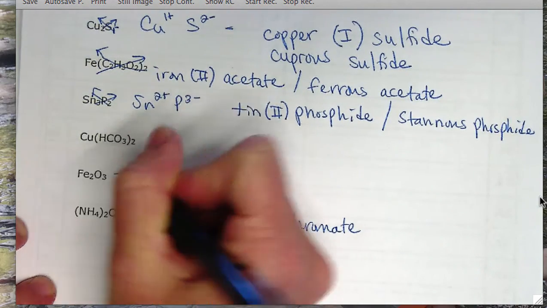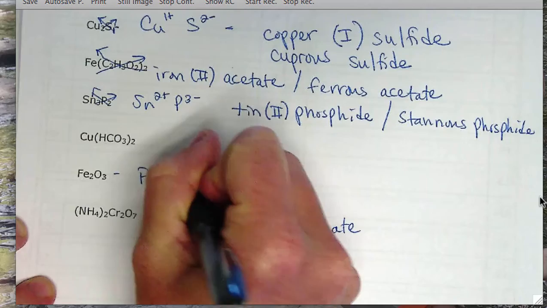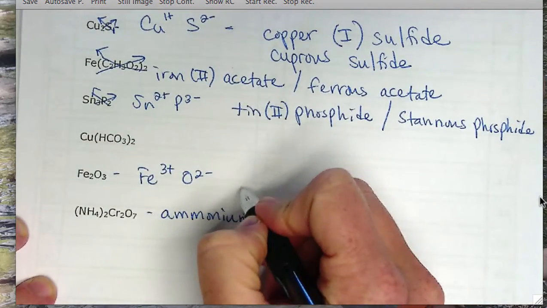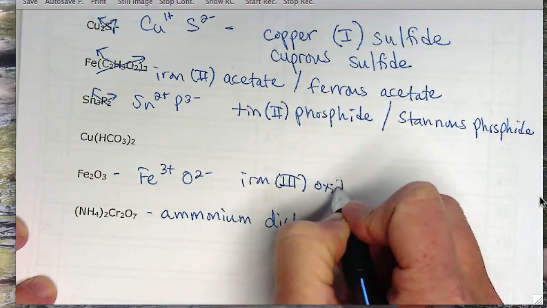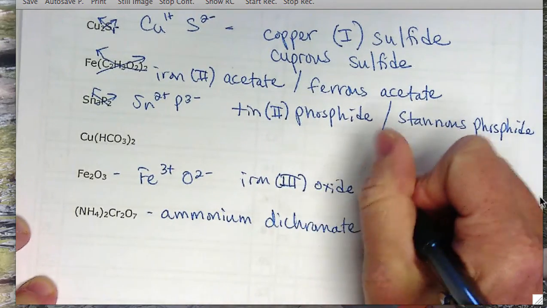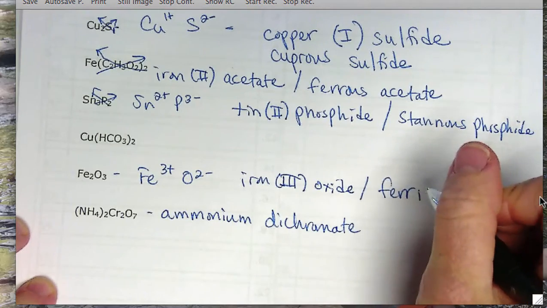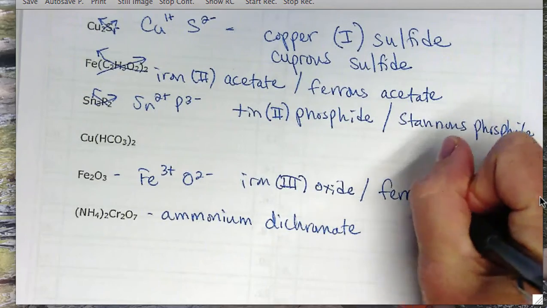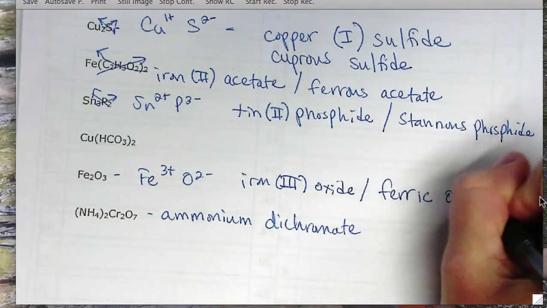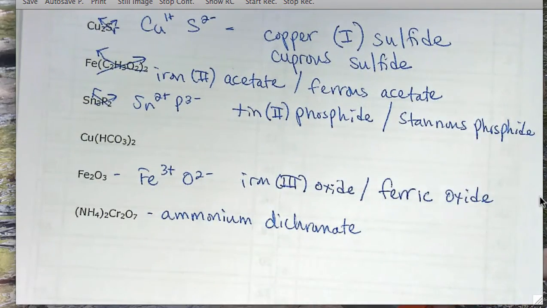Okay, this one is Fe3 plus, O2 minus. So this is iron 3 oxide, or ironic oxide. It should be ironic, but it's not, because it's ferrous. Yes, ferric oxide. Yeah, I like ironic. And stannic phosphide. I like to play tennis, so that's perfect.